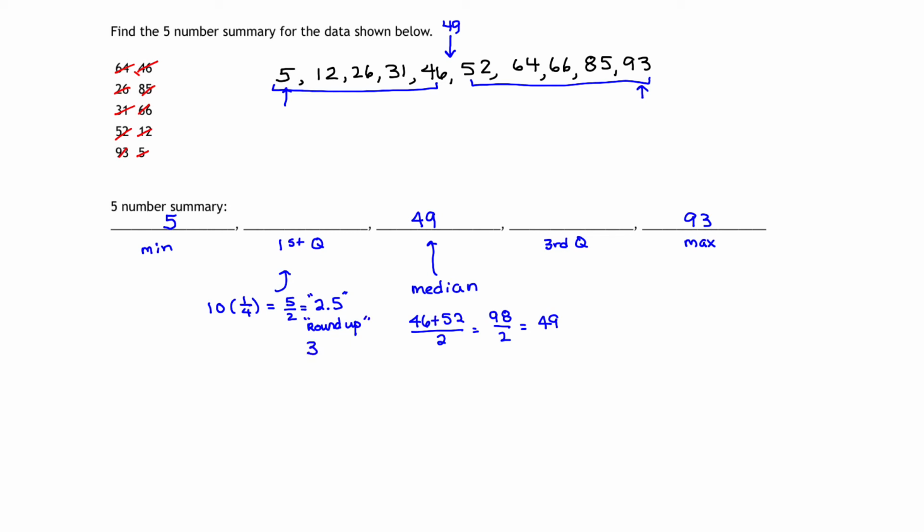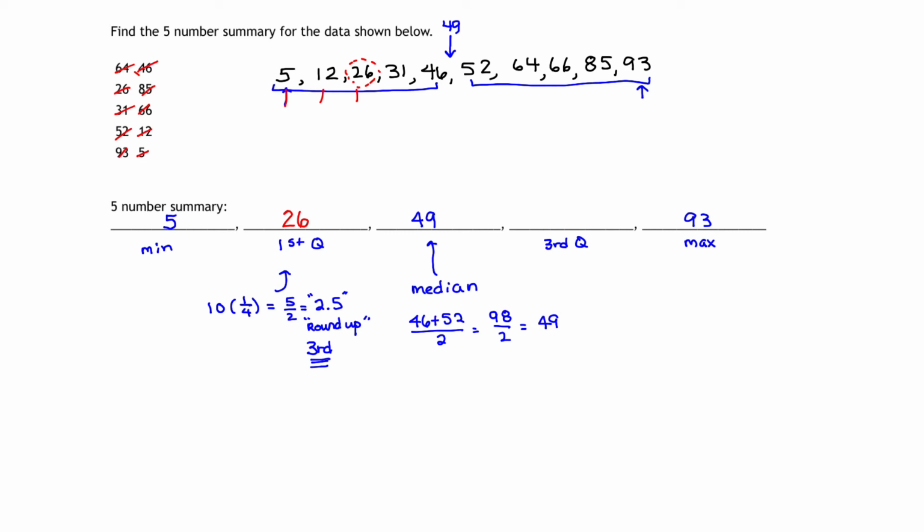That tells me that my first quartile occurs at the third element in my set. So if I count 1, 2, 3, that number becomes my first quartile. 26 is my first quartile.